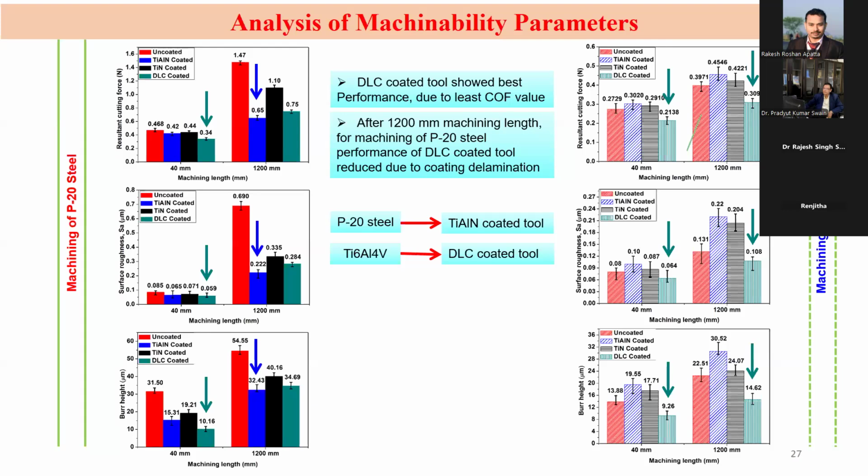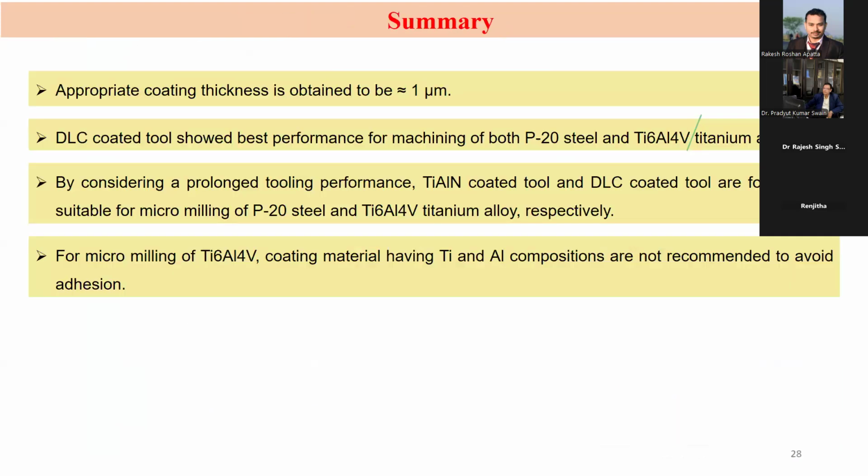This is the whole takeaway from these investigations, and this is the whole summary. For micro milling, the appropriate coating thickness we need to take is around 1 micron. And the DLC coated tool outperforms for all kinds of machining, but especially for machining of titanium alloy, we should avoid coatings having titanium and aluminum components. So this is all about the micro machining part.